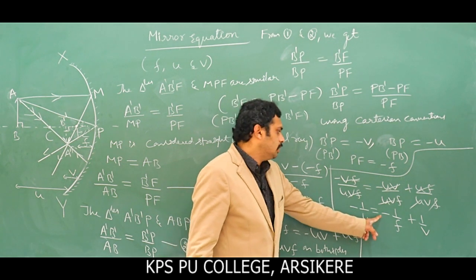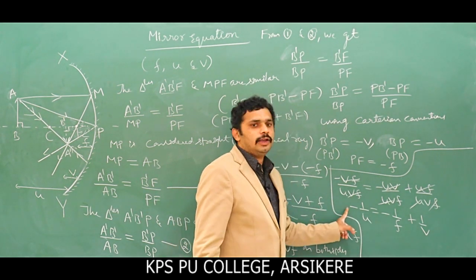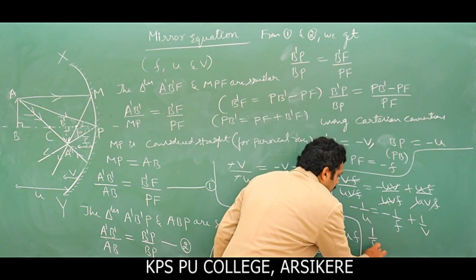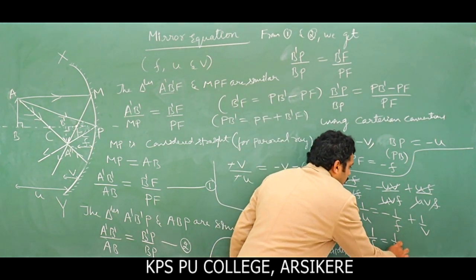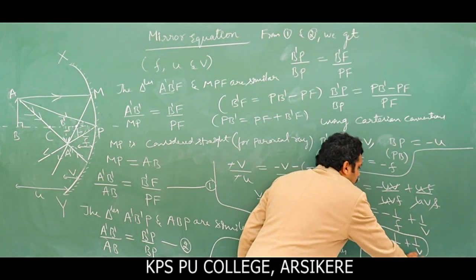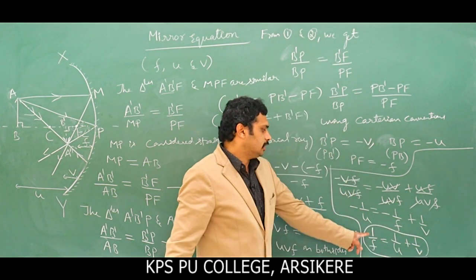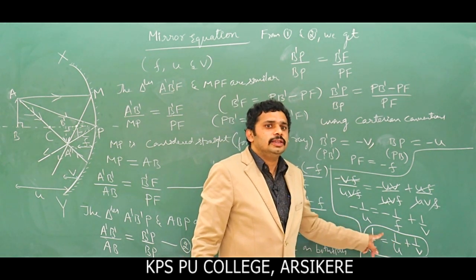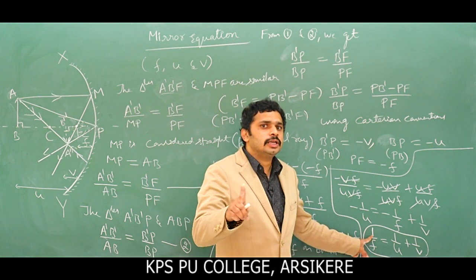Just by interchanging, you take minus 1 by F to the left hand side and minus 1 by U to the right hand side. 1 by F is equal to, you take 1 by U to the right hand side, 1 by U plus 1 by V. You get the equation 1 by F is equal to 1 by U plus 1 by V. This equation is called the mirror equation.